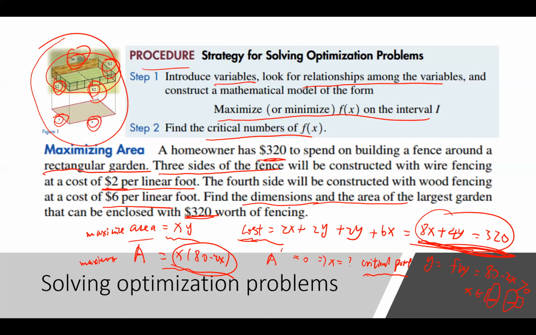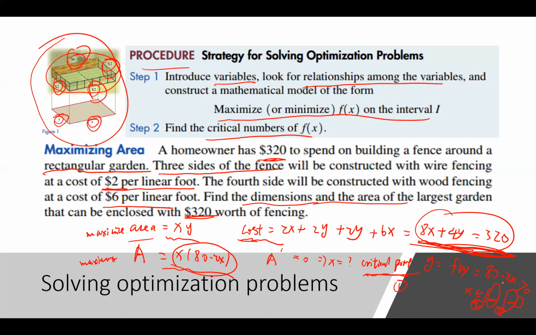So this is our one candidate, two candidates, three candidates. With these three candidates, we can then say what the value of x is that actually makes the area A maximum, right? So this is how we can solve this problem.